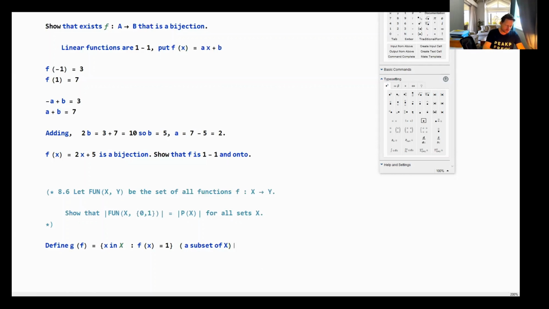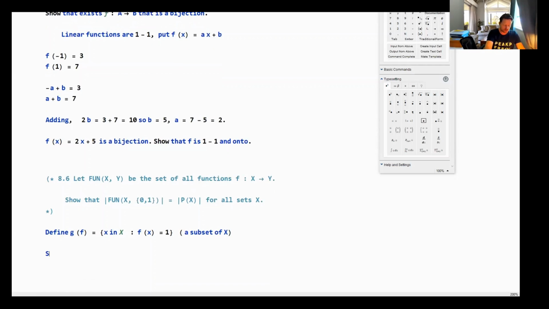Okay, and then you've got to show that g is a bijection.